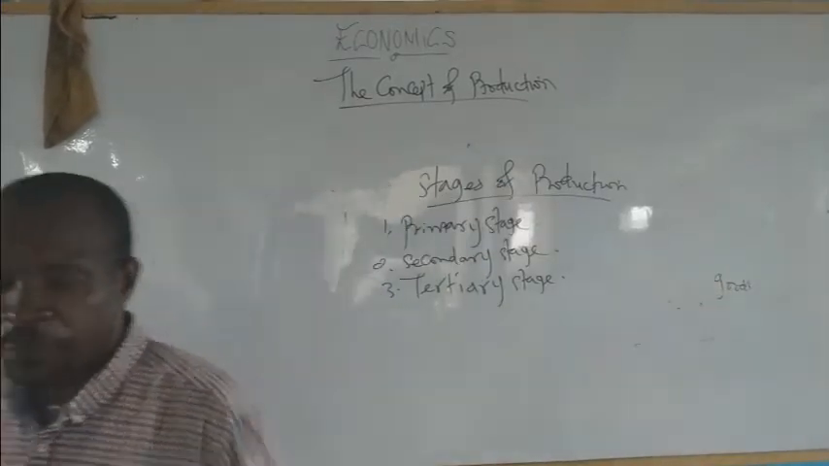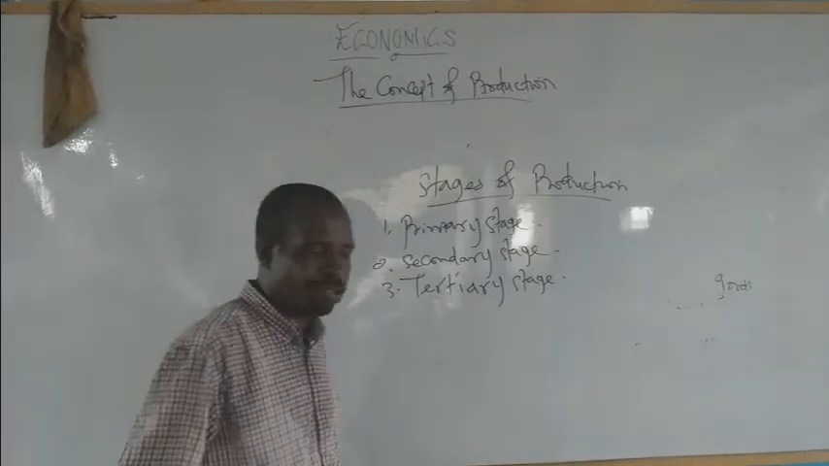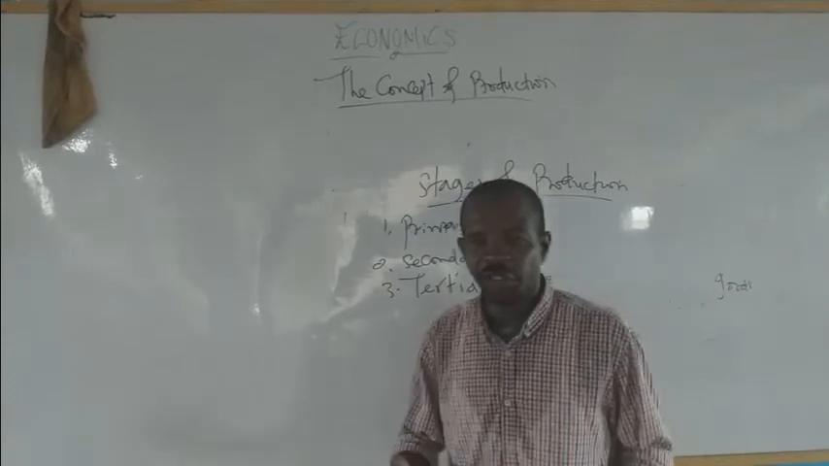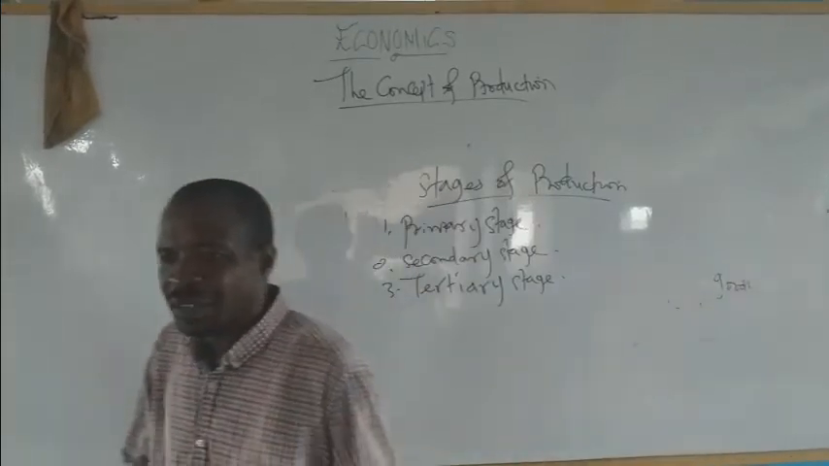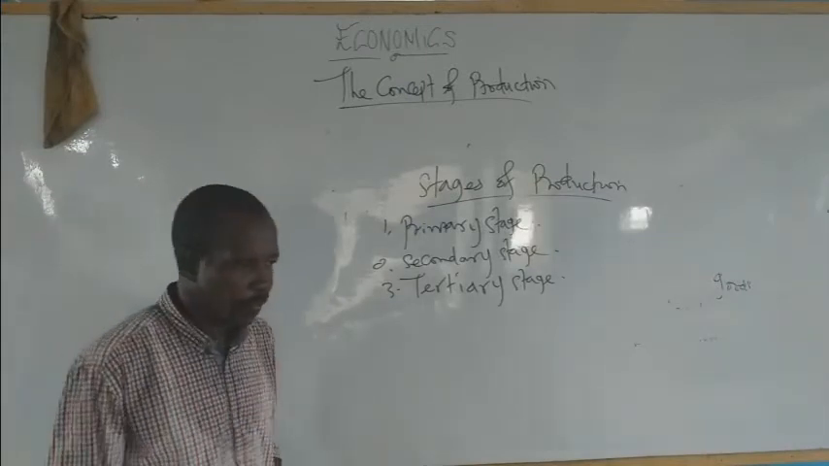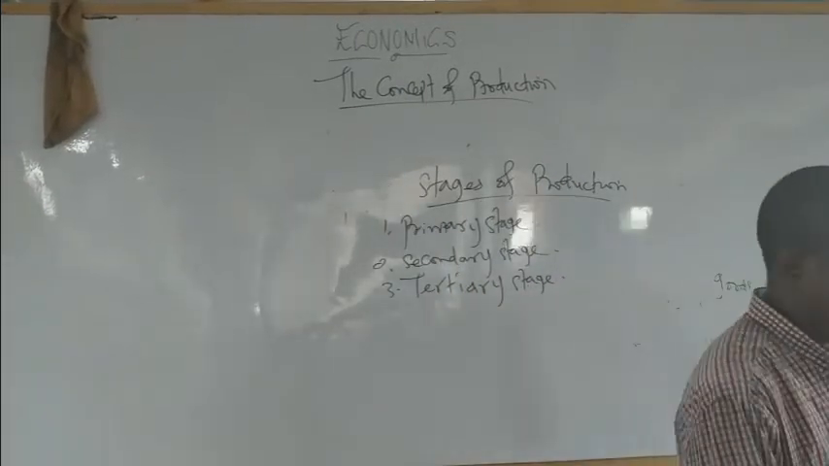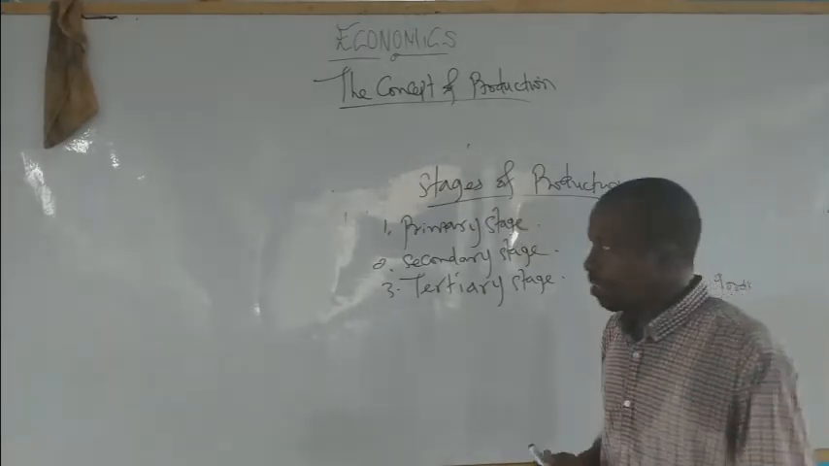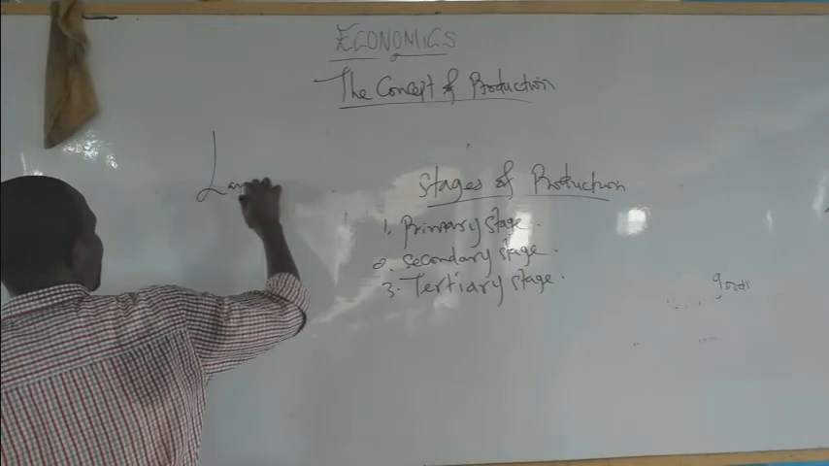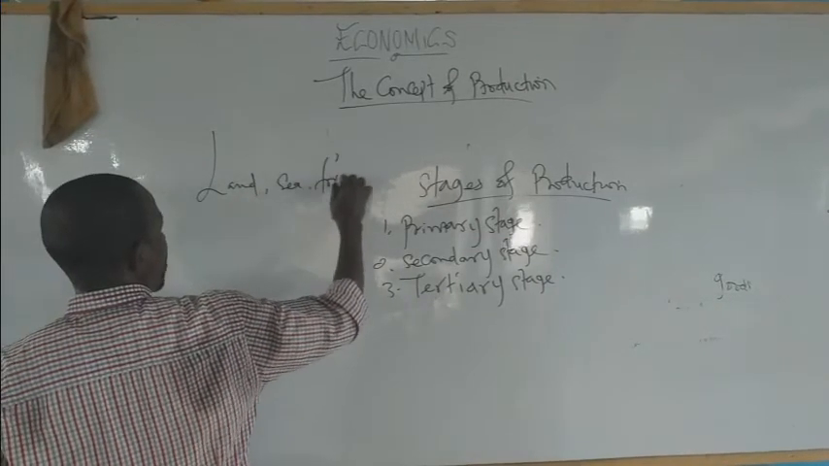The primary stage of production is concerned with the extraction of raw materials from their natural sources. I repeat, the extraction of raw materials. To extract means to get. The extraction of raw materials from their natural source. And every raw material is either gotten from the land, sea, or forest. What am I saying? So every raw material is either gotten from the land, sea, or what? Forest.